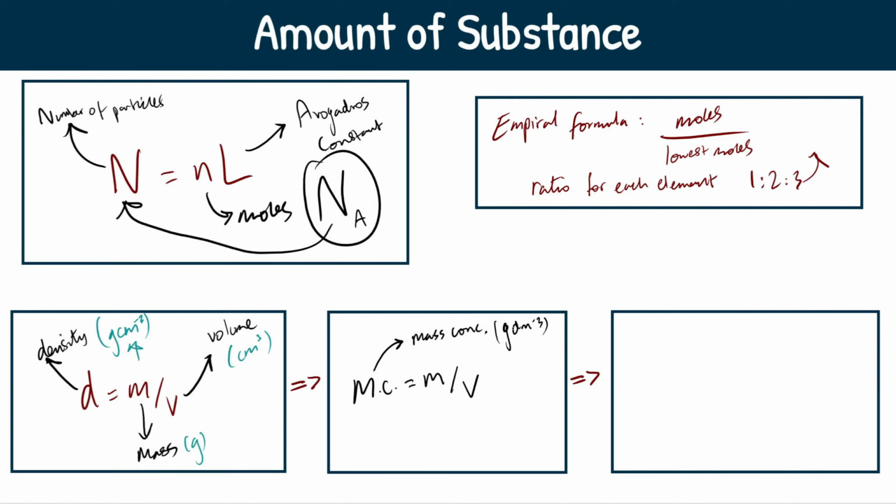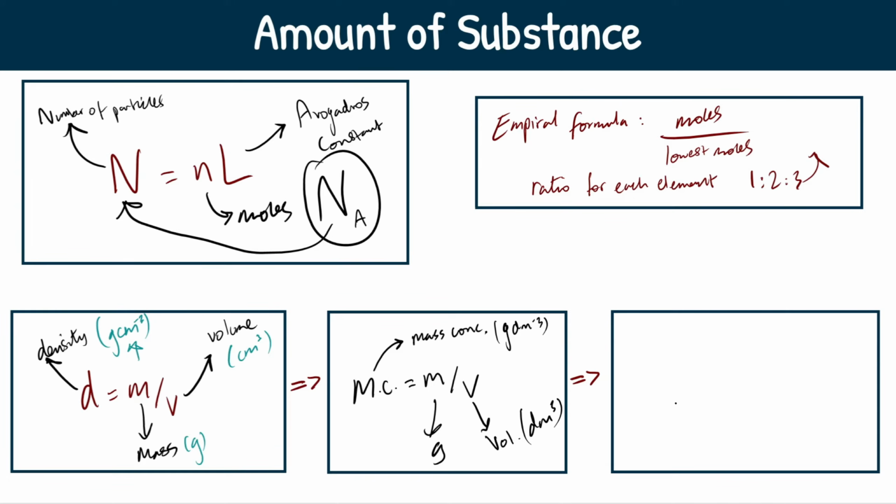This is what is referred to as mass concentration, but if for whatever reason in the exam question they ask you to calculate density in this unit, then it is essentially the same as mass concentration. But by default, density is going to be in grams per centimeter cubed. Really important to remember that. M is mass again, this is grams. V is volume again, but this is going to be in decimeters cubed this time. Hopefully that makes sense.